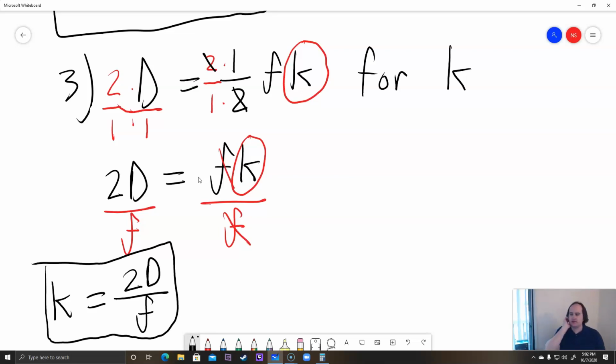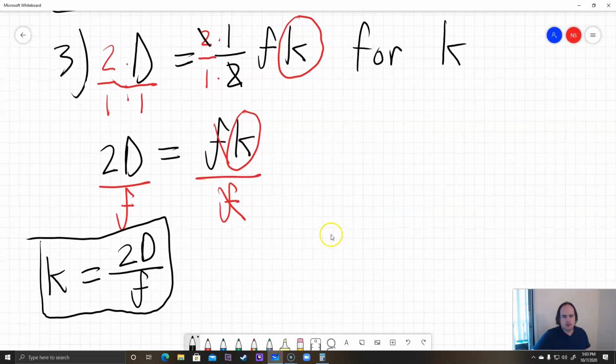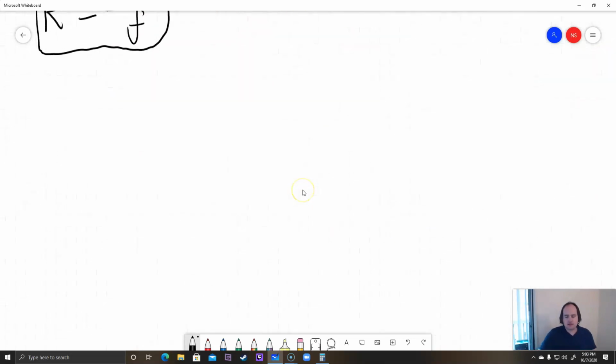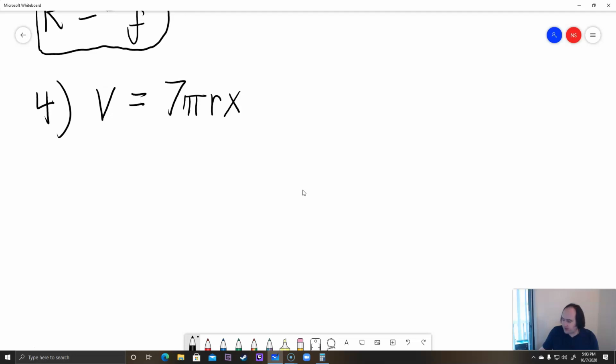Okay, and I just wanted to do one more example from this section. This next one is pretty challenging, so I wanted to do it just because it's such a complicated looking problem. Okay, so problem number 4, our equation is capital V equals 7 pi Rx plus 2 pi R squared. All right, and they want us to solve this for x.